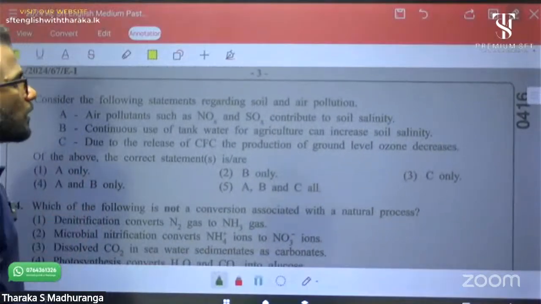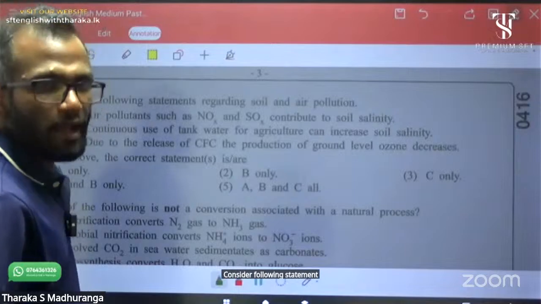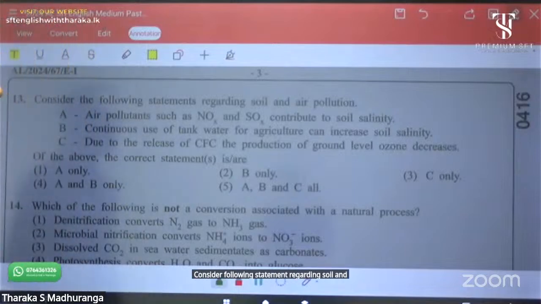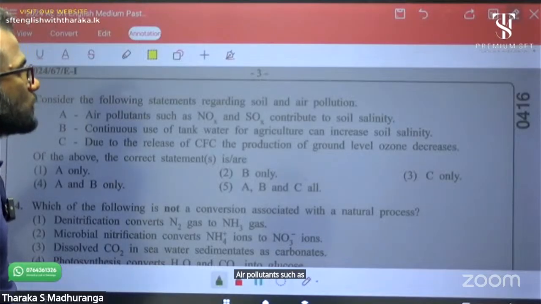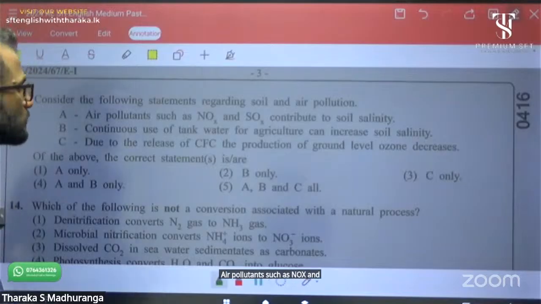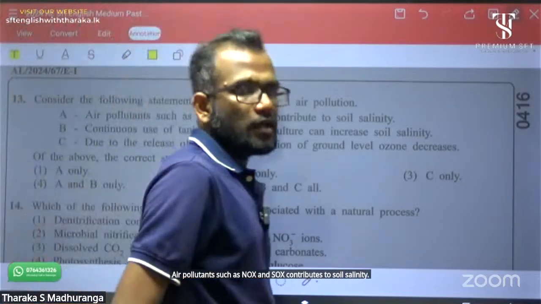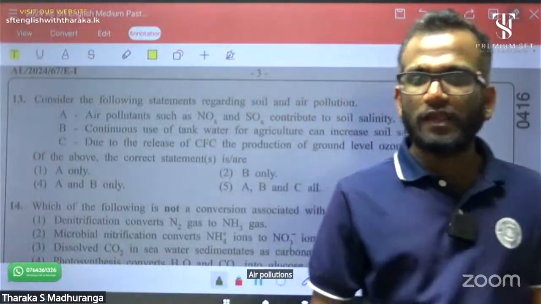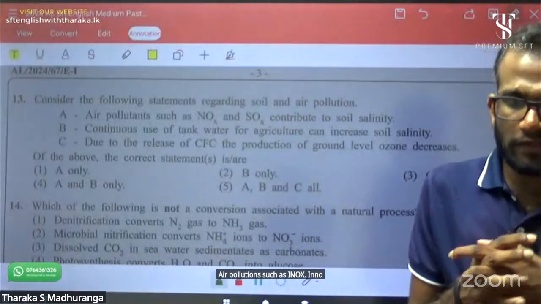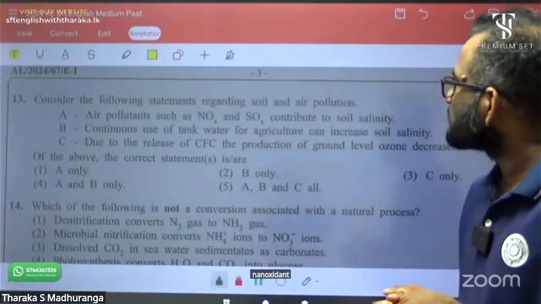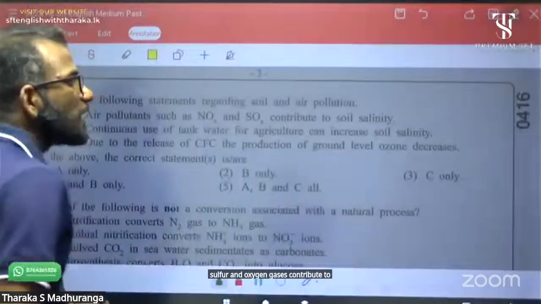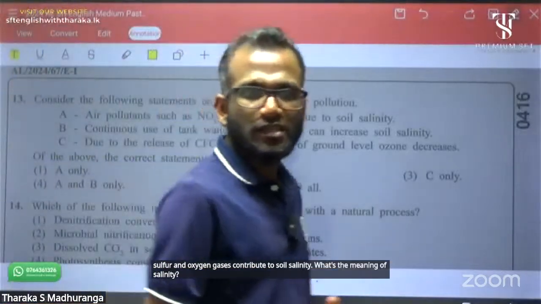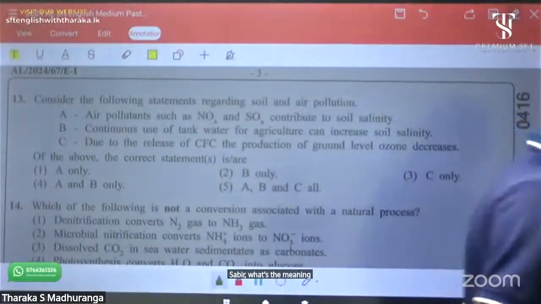Consider the following statements regarding soil and air pollution. Air pollutants such as NOx and SOx contribute to soil salinity. Air pollutants such as NOx mean nitrogen and oxygen gases, and SOx sulfur and oxygen gases. What's the meaning of salinity? Kabir, what's the meaning of salinity? Soil salinity?